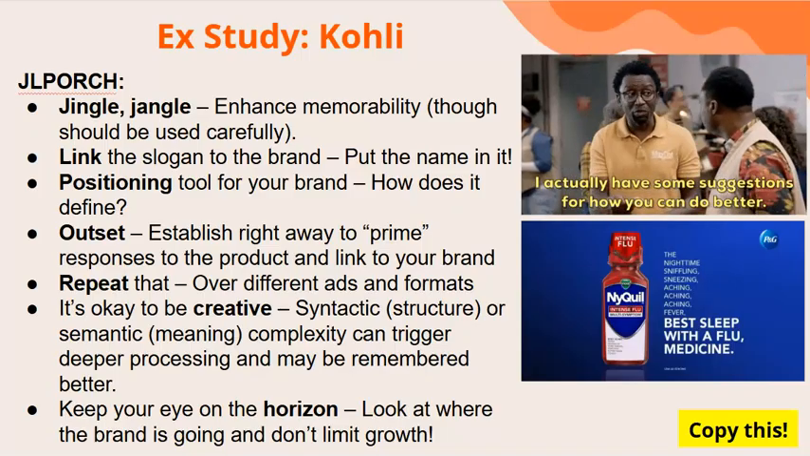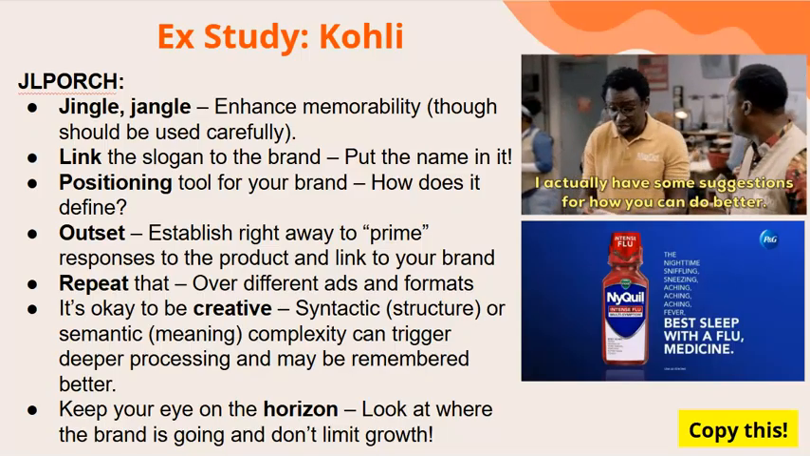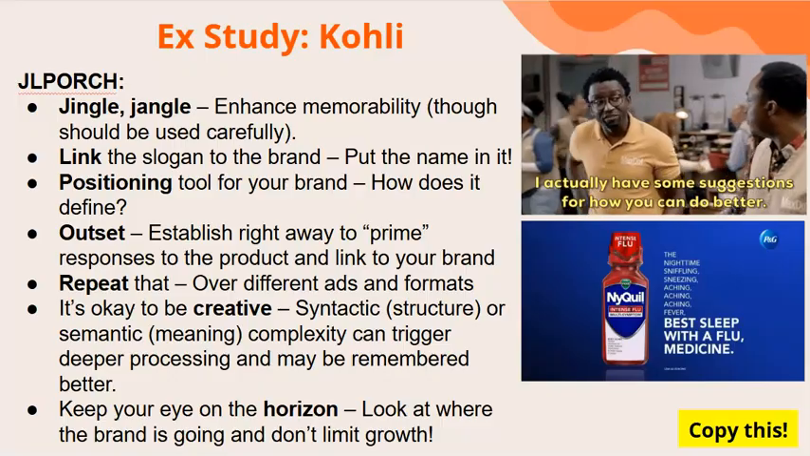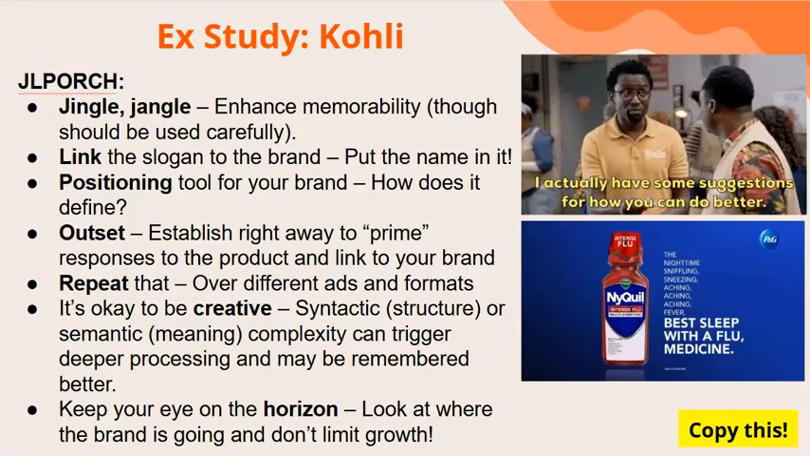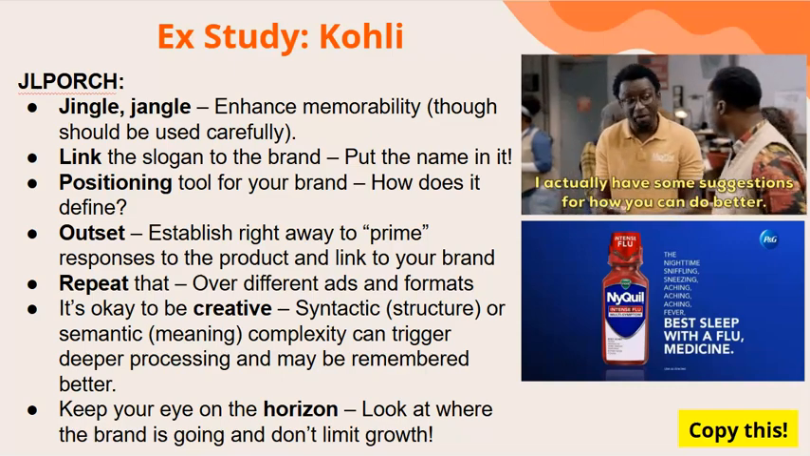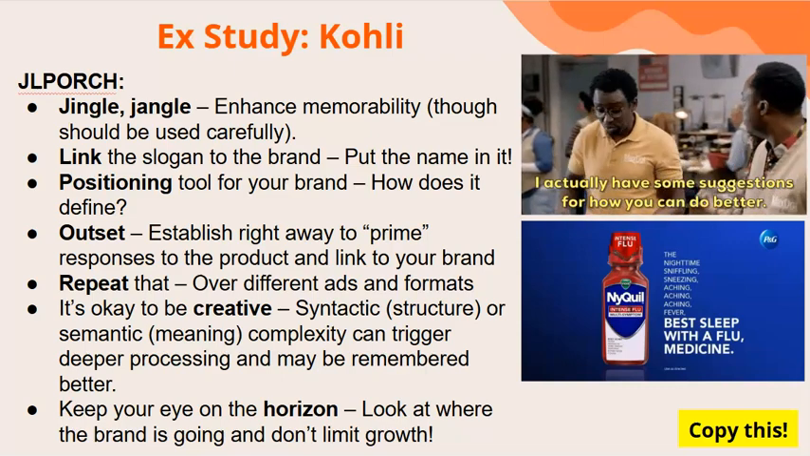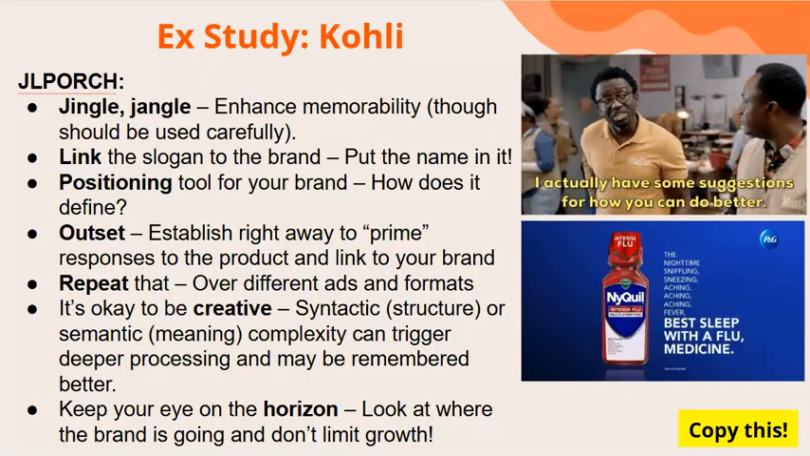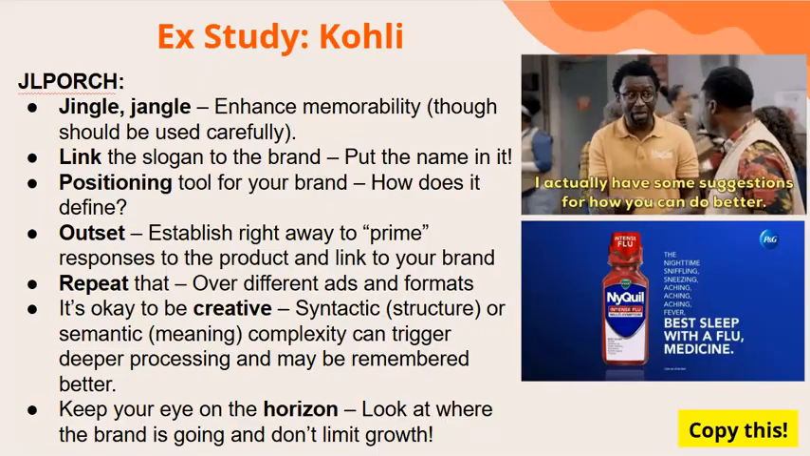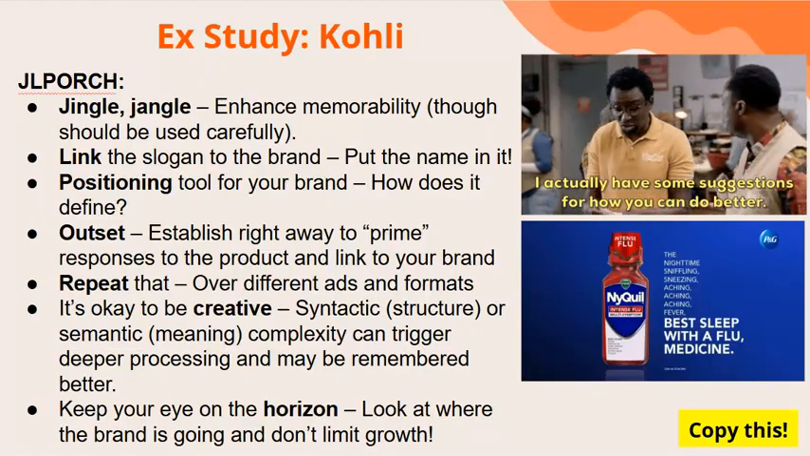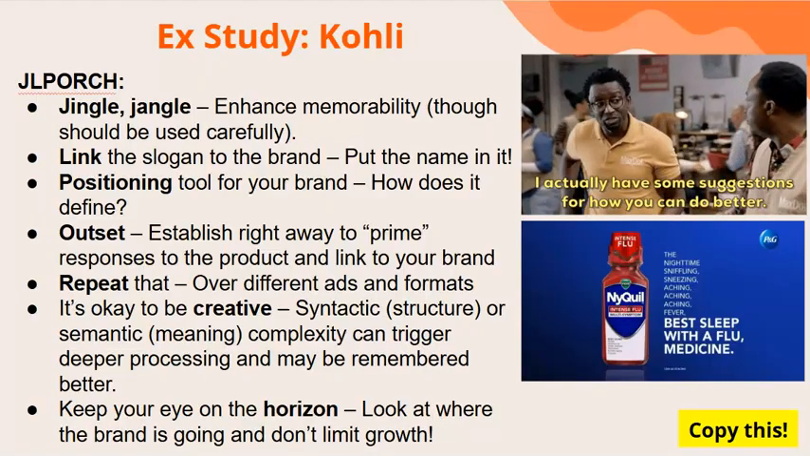And then keep your eye on the horizon. Make sure that you have an idea of where your brand is going. Don't create a slogan that's going to limit your growth. The example I always give is if your first product is shoes that are made out of plastic water bottles, and then your slogan is sustainable shoes, but then in the future, you're also making purses and other products, but you're still stuck with a slogan that says sustainable shoes, then you're going to have to update your slogan.